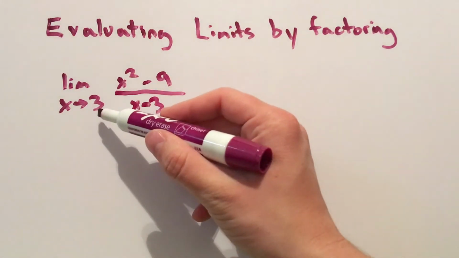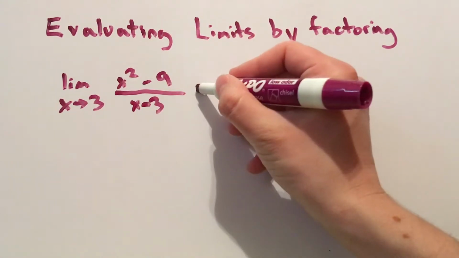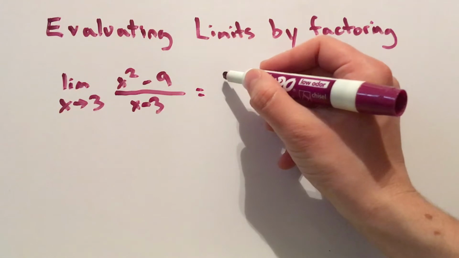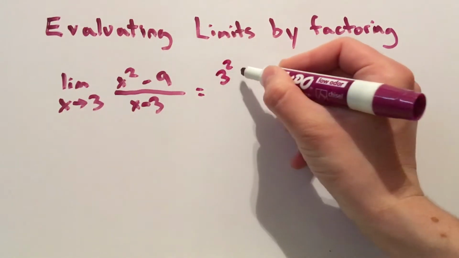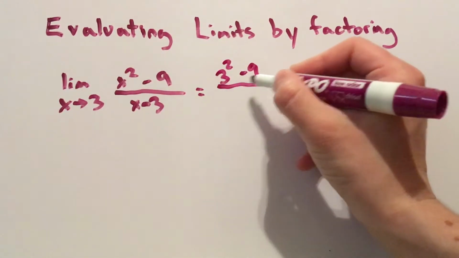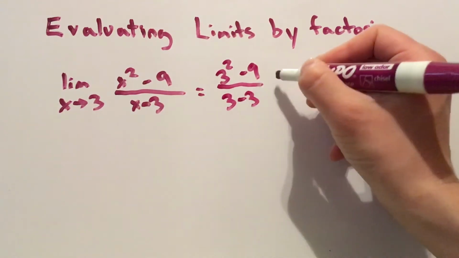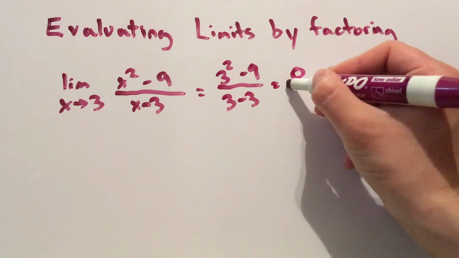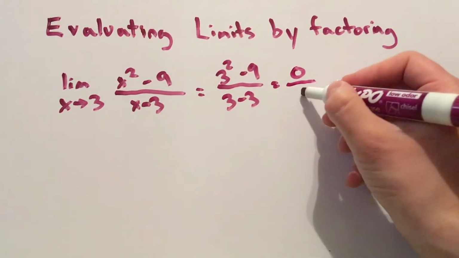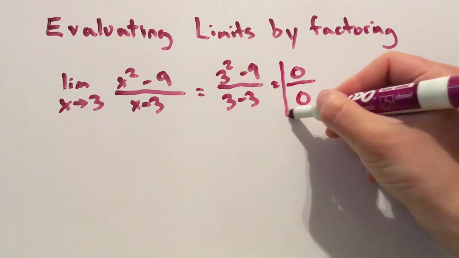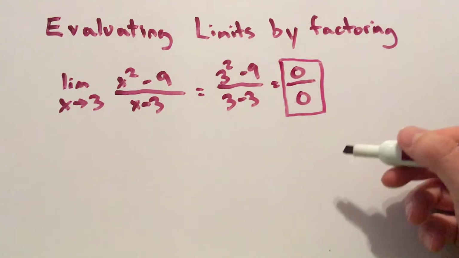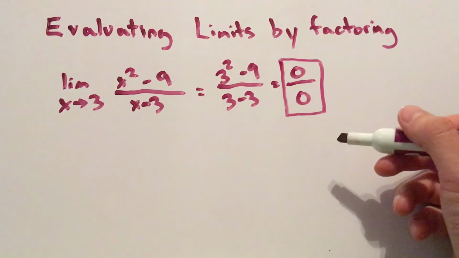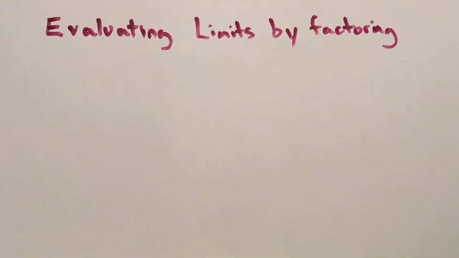So the first thing we want to do is plug in 3 for all the x's. And so that will give us 3 squared minus 9 divided by 3 minus 3. Well, 3 squared is simply 9, and minus 9 is 0. And on the bottom, 3 minus 3 is simply 0. 0 over 0 is actually an indeterminate limit, which means we're going to have to use a different method to solve this.